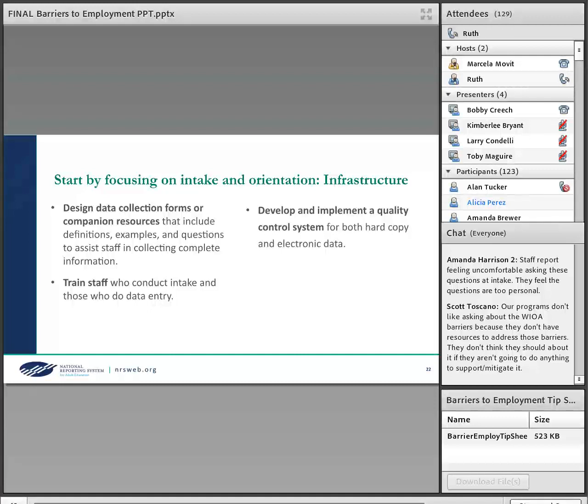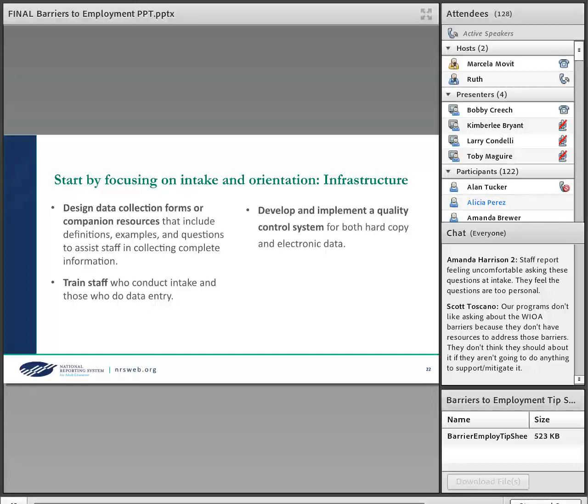Great, thanks. So we talked about a focus on students and then a focus on some staff issues, and now we're looking at some bigger general issues. So designing the data collection forms and companion resources that include the definitions and examples and questions to assist staff in collecting more complete information, which Bobby mentioned that they do to help their program staff. Developing and implementing a quality control system for both the hard copy and electronic data, again, to ensure alignment and that what is being collected is actually being entered into the system. And as has been mentioned by several of you, different professional development for both those who are doing the intake gathering of data and also those who are doing data entry.